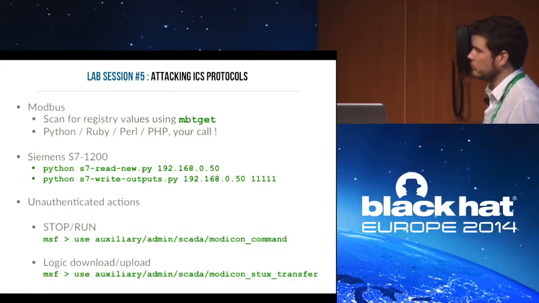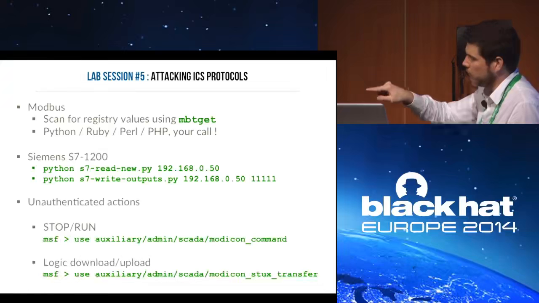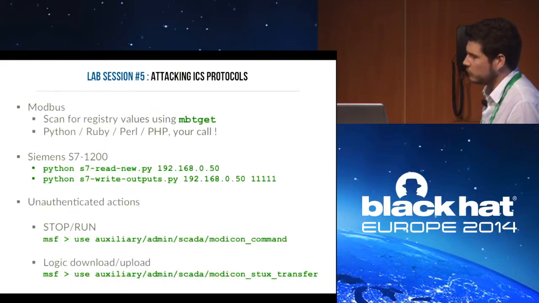Let's say for the Schneider, what we can try to do is modify the value of some registers to be able to put the lights on. As you can see, there's only one that is on at the moment. I think two additional lamps can be turned on by modifying the Modbus value.